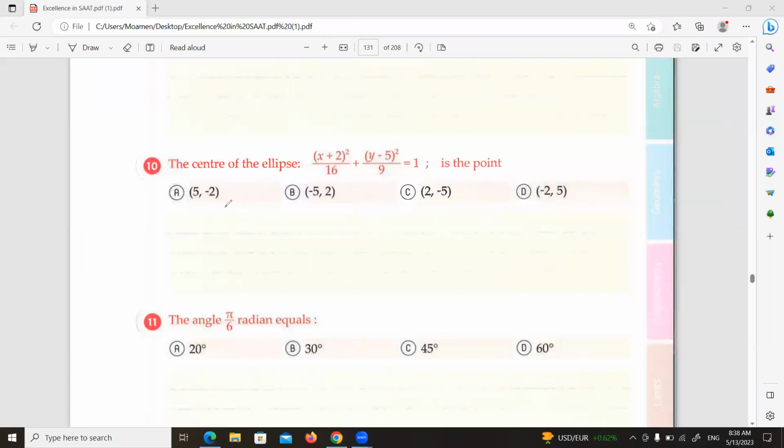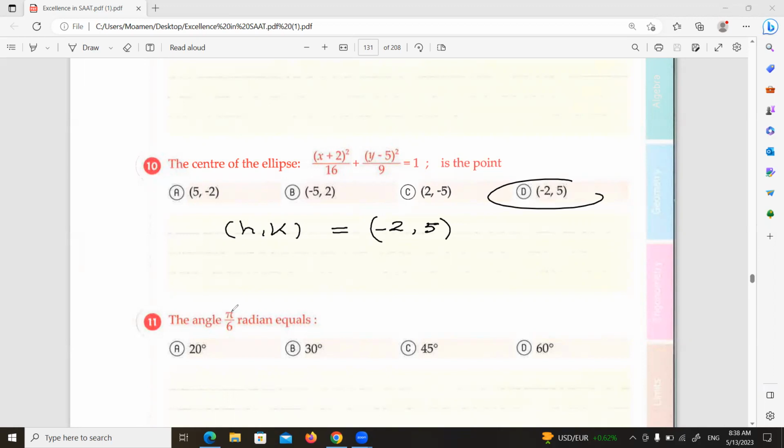We're going to the center of the ellipse, or the center of the hyperbola. It's very easy, or the center of the circle. The center is H and K. H, you will get it by using the number with X, but don't forget to change sign. So it will be -2, and K is the number with Y in the bracket, so it will be 5, not -5, after changing the sign. So the result will be letter D.